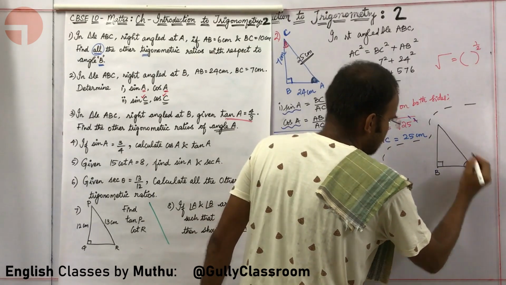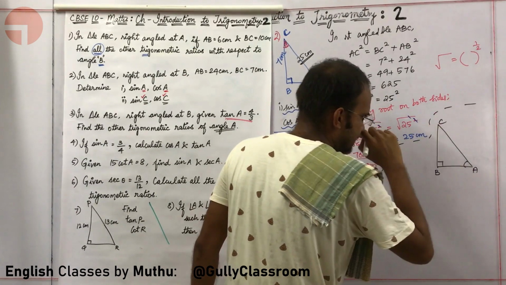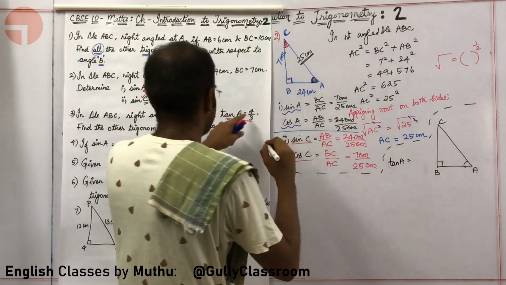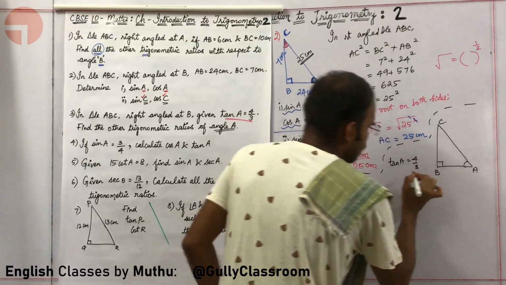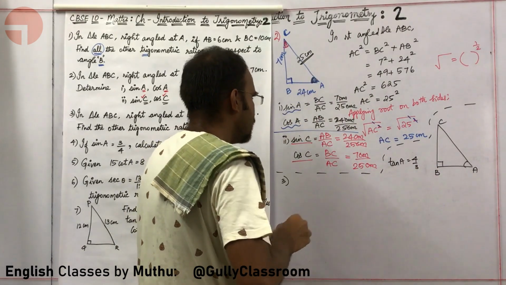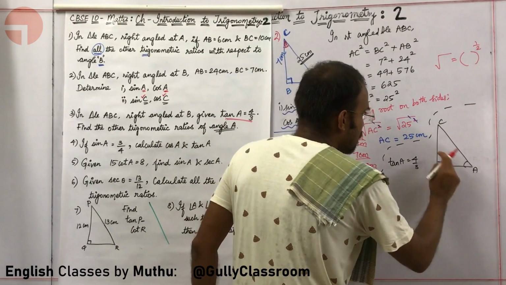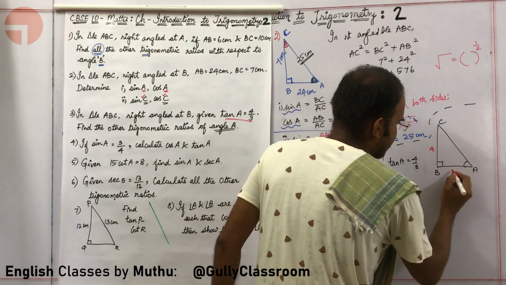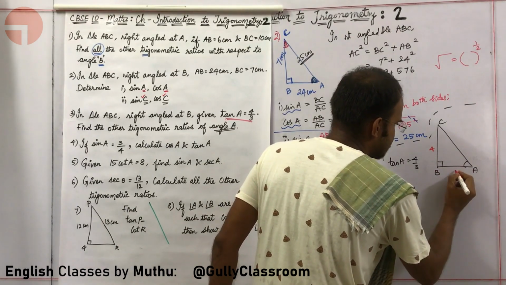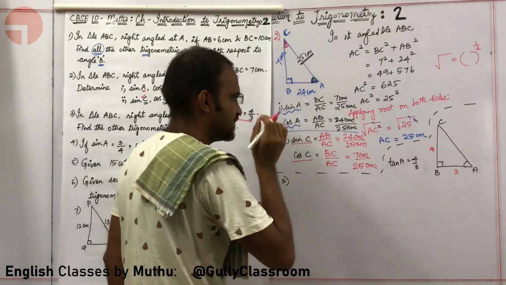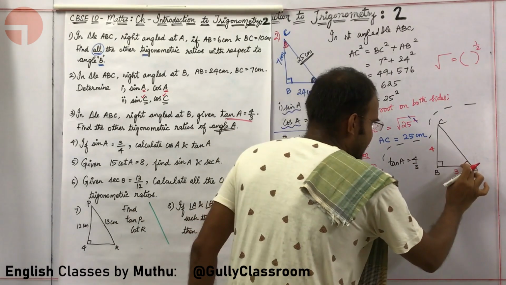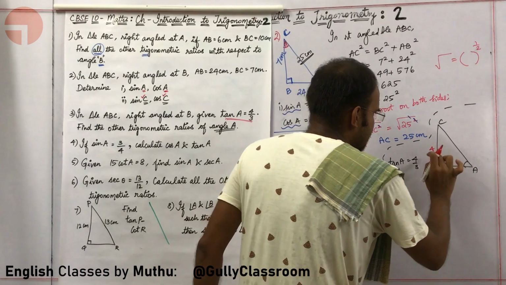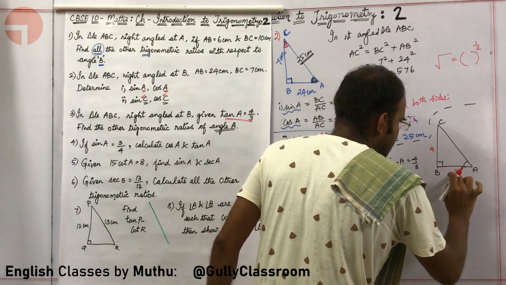Let us call this particular angle A, this particular angle C. So they have given that tan A is equal to 4 by 3. Fine. So where are we going to take the value of 4? Here tan A is opposite by adjacent. So I can take this particular value as 4 and this particular value as 3. Here it can be any multiple of 4 and any multiple of 3.